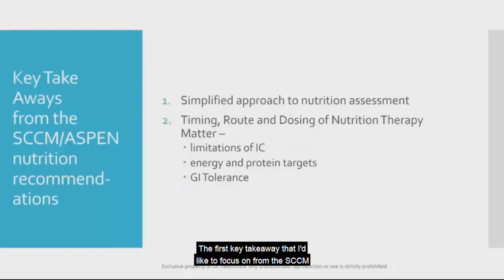The first key takeaway that I'd like to focus on from the SCCM ASPEN recommendations is regarding nutrition assessment. So where we're trying to practice safely in avoiding contamination and clustered care, we need to think about what nutrition assessment looks like, because COVID-19 patients are certainly at nutrition risk. Secondly, we need to recognize that timing, route, and dosing matter with regard to nutrition intervention.